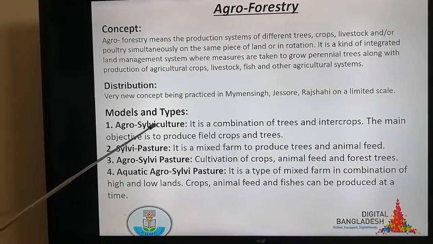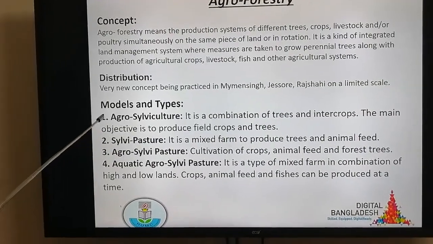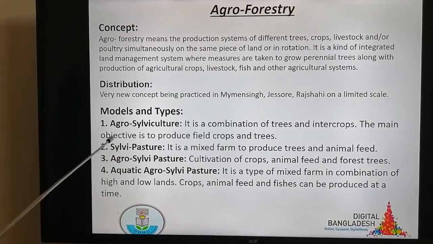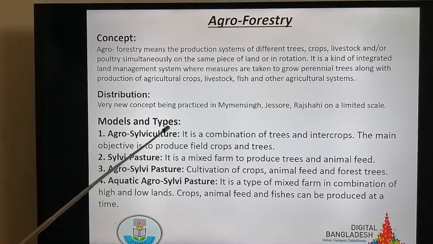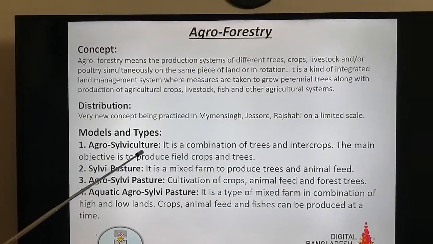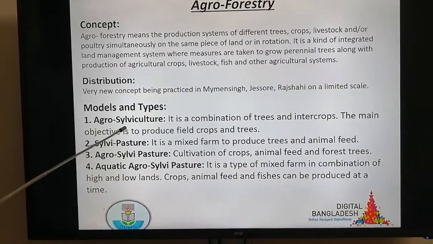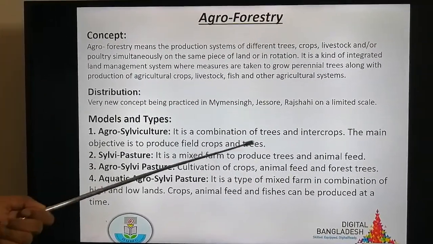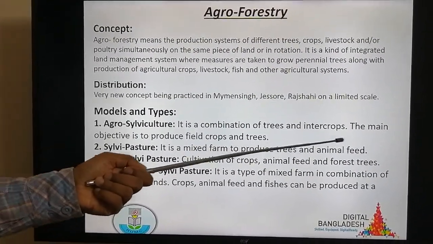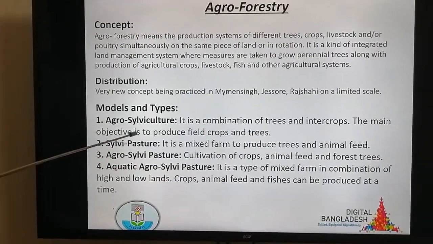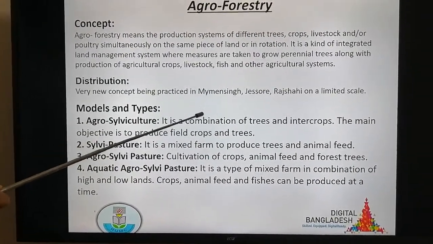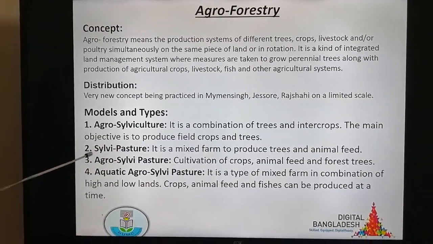In agro-silviculture, one thing to be noted, silviculture means cultivation or raising of trees. So agro-silviculture means this is the combination of trees and intercrops, I mean field crops. The main objective is to produce field crops and trees on the same piece of land.